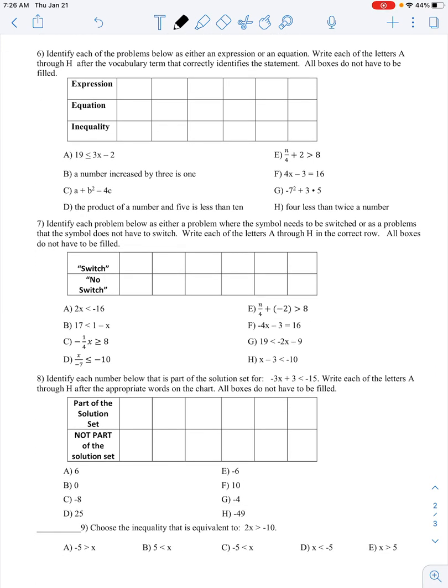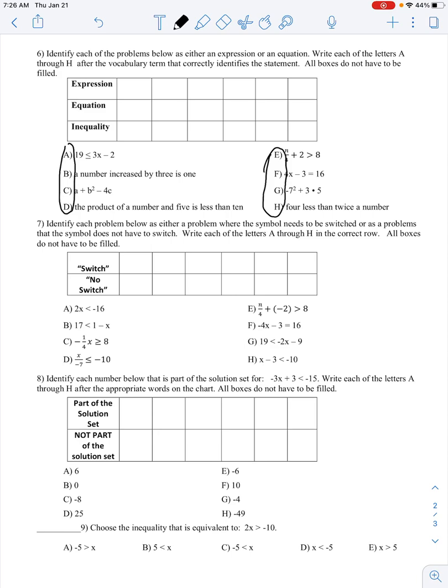So for these, they're kind of all the same here. Just follow the directions on what we're looking for, but we'll go through an example here for number 6. So we want to identify each of the problems here that is either an expression or an equation or an inequality. So we want to write the letters A through H, so all of these guys here, into each box to correspond to what it is.